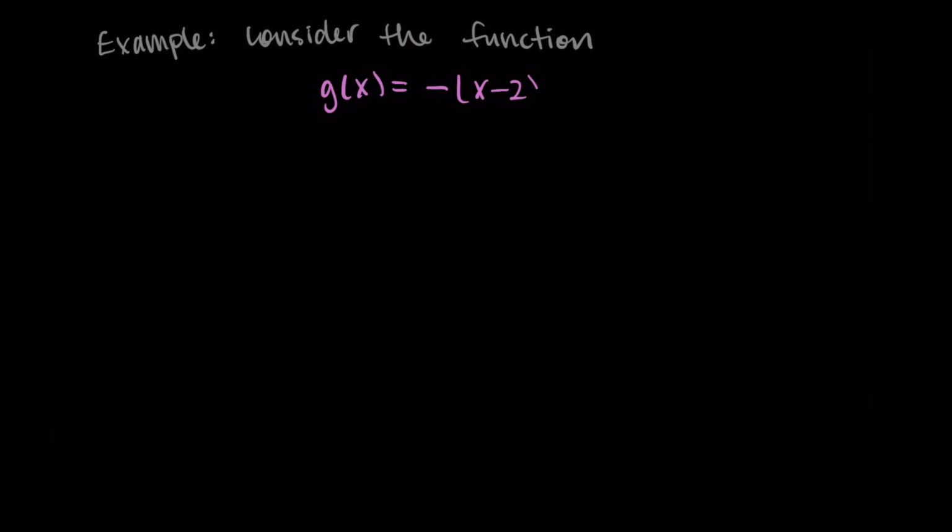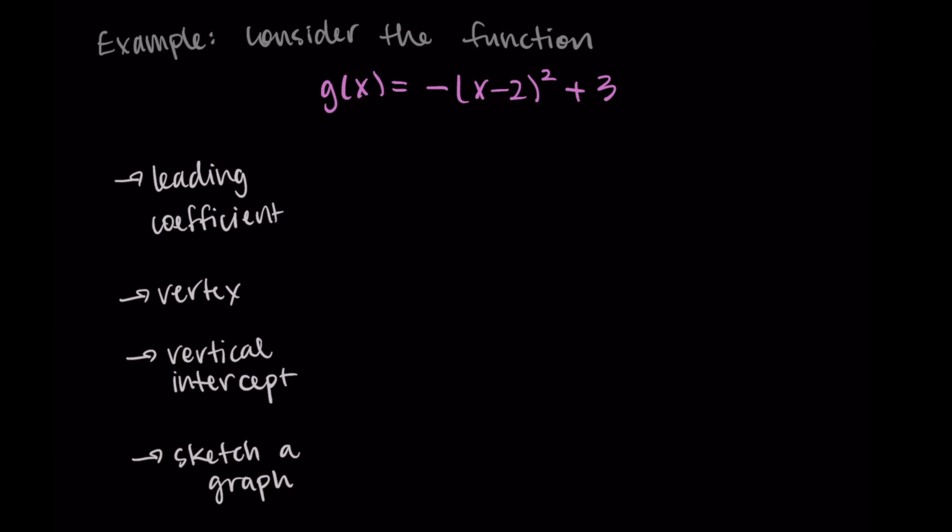Alright, so now I want to go through an example where we look at a quadratic function written in vertex form and identify some information about it. So first, let's start with the function g of x equals negative quantity x minus 2 squared plus 3, and I want us to find some things about this function. So let's identify the leading coefficient, the vertex, the vertical intercept, and then sketch a graph.